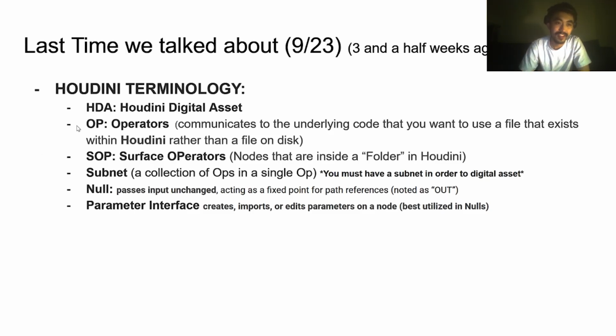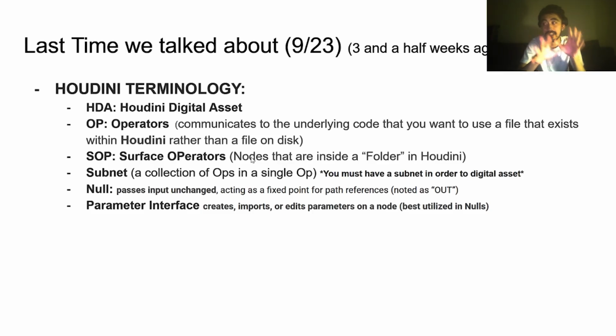I'm riffing off that. OP, they are operators. They are the nodes of Unreal. Like if you want a material node, a type of lighting node, a type of timeline node, a character node, etcetera. Those are operators. SOP, surface operators. What are those? They are the nodes that are inside the folder of Houdini. It's just like a general location thing.